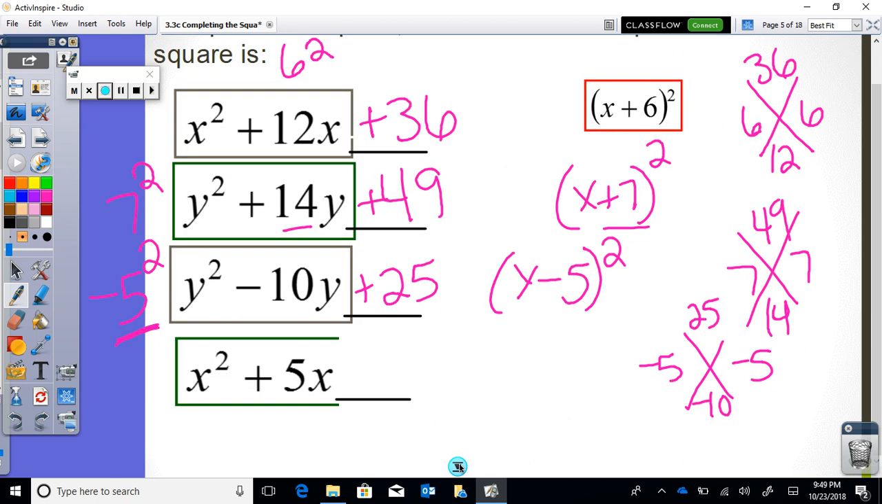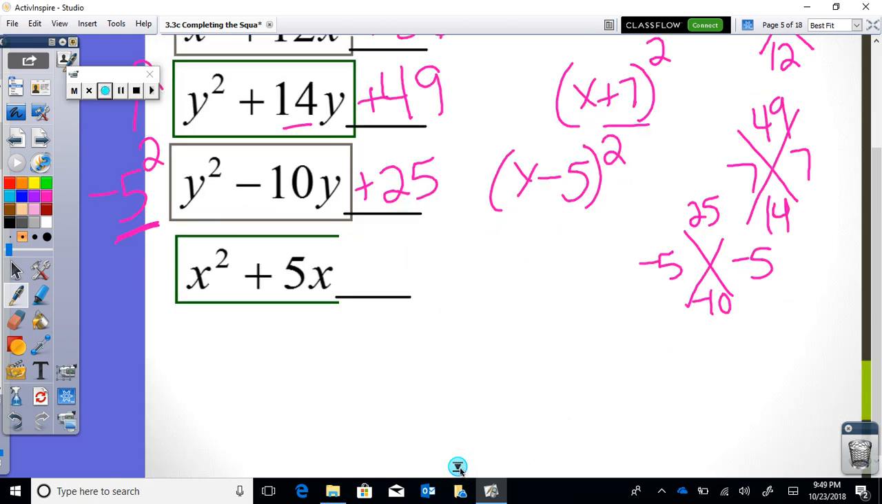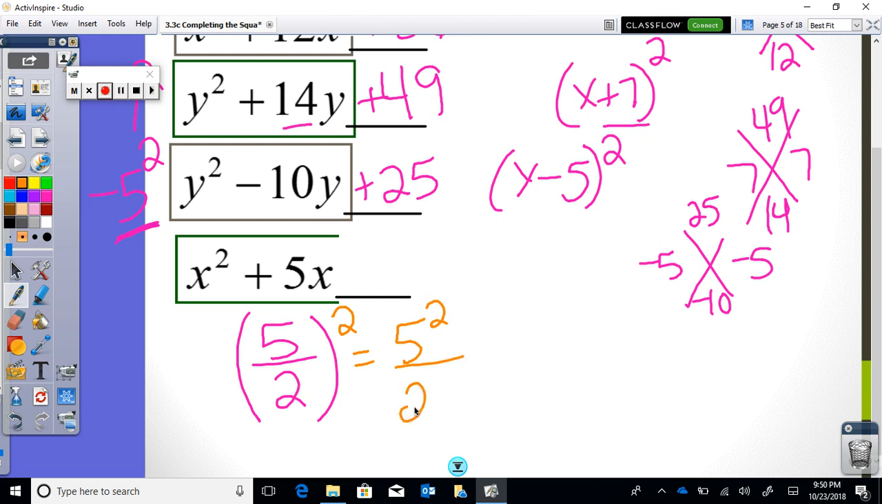The bottom one is a little bit trickier because it is a 5 here, and so when we take half of 5, we end up with 5 halves. And we want to leave that as a fraction so that we come up with the exact answer. And 5 halves squared. Now when you square a fraction, you can go ahead and square the top and square the bottom separately. So that's actually going to be 25 fourths there.